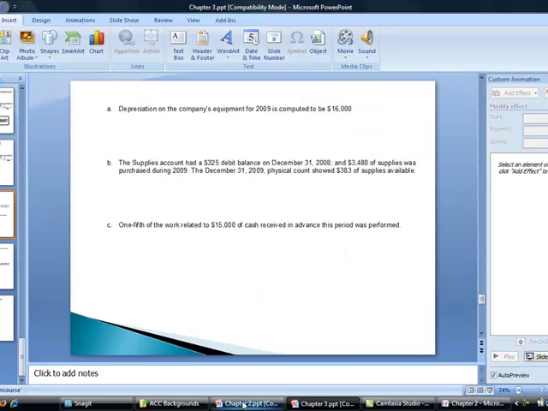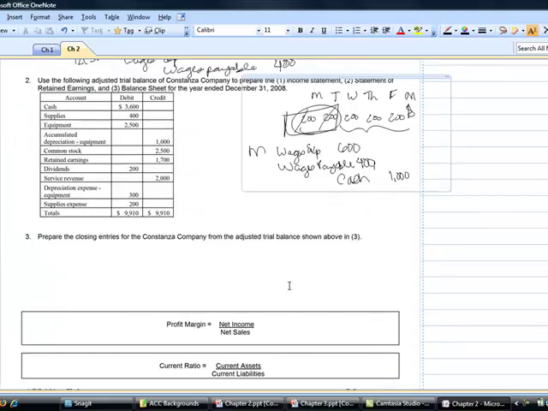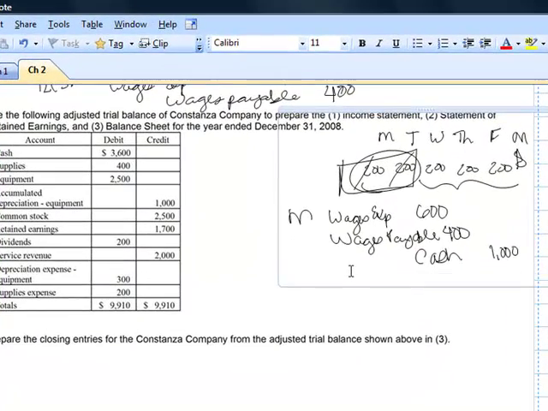So going back to your chapter handout, okay, we're going to go to, let me get rid of this piece.